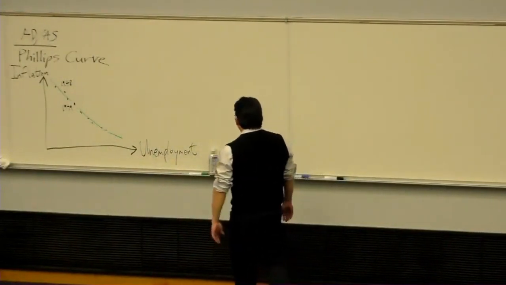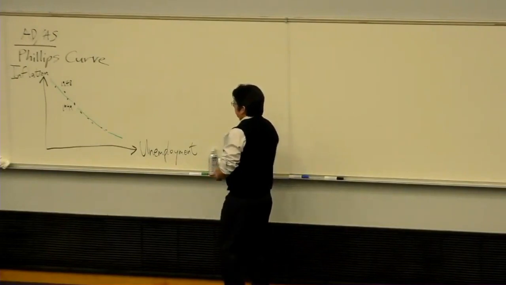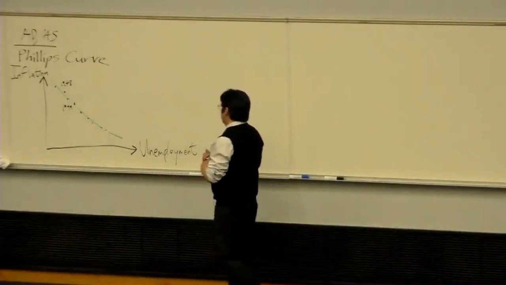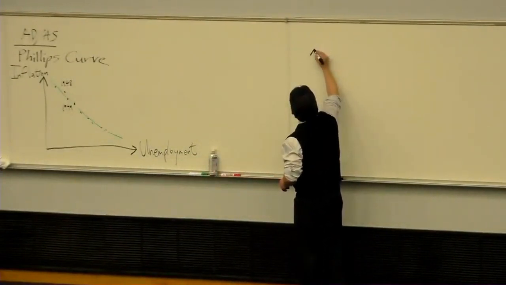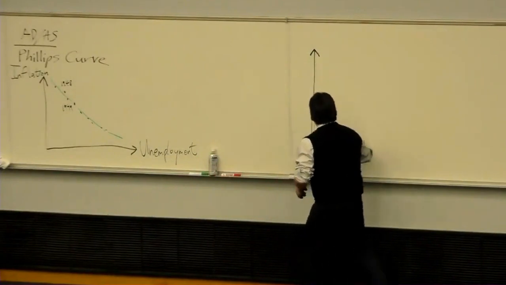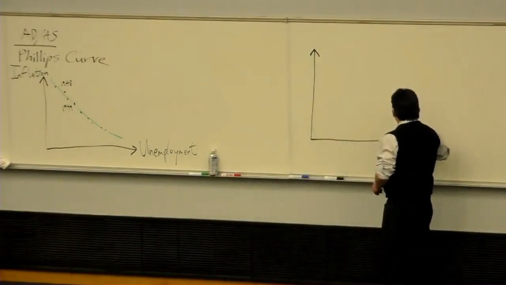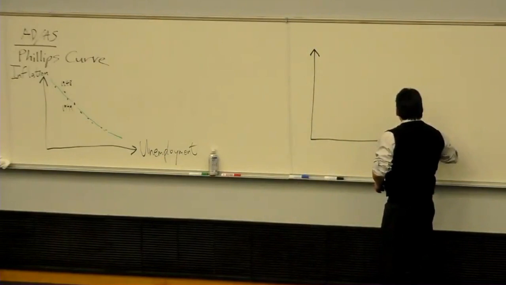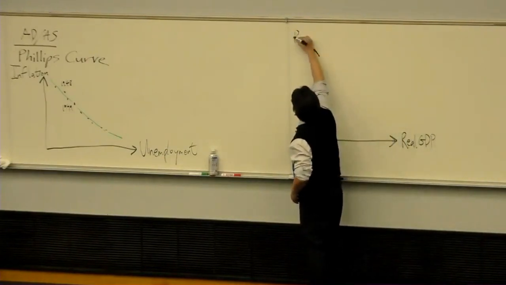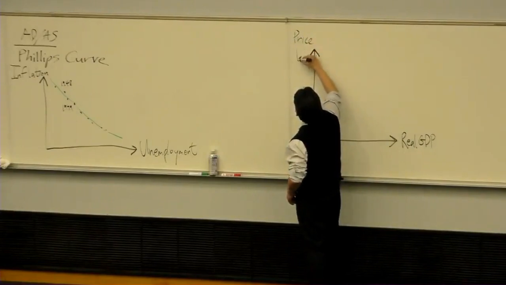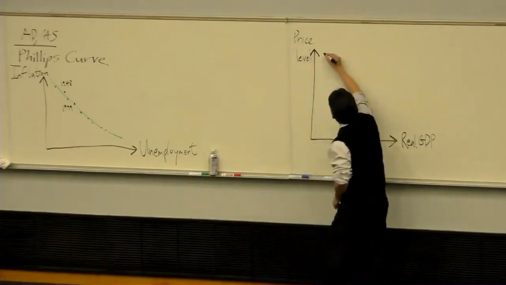which we will debunk. But anyway, if we see high inflation going with low unemployment and vice versa, how does that work in the theory that we've developed so far, the aggregate demand, aggregate supply framework?